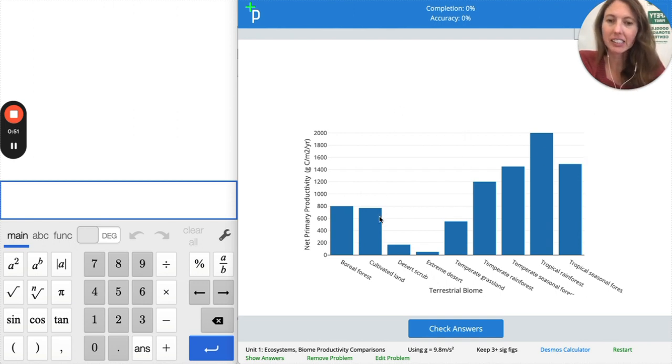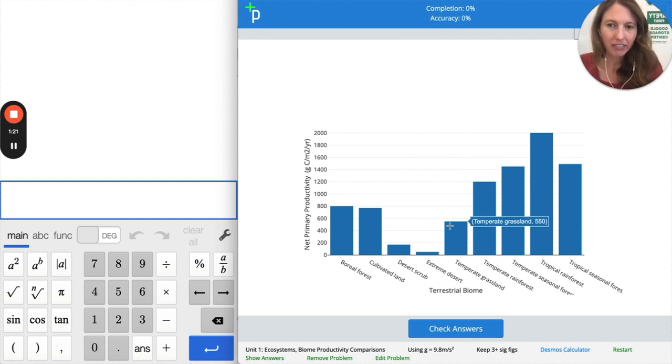The question asks a step further. How many more times productive is the biome you chose compared to the other biome? So we're going to need to do a calculation. When you hover the bar over your screen here, it should show up for you the name of the biome and then the amount of productivity, like we just said, in grams of carbon per square meter per year. So we will put that higher number. We have tropical seasonal forest, 1490.